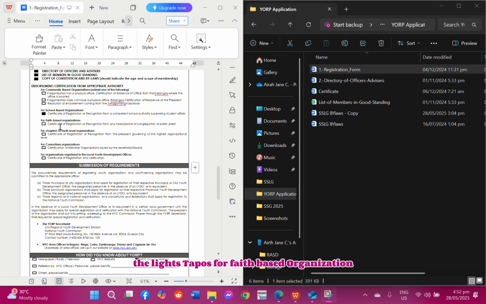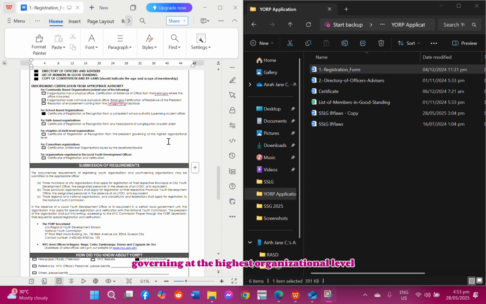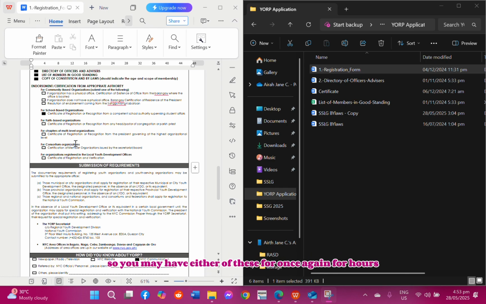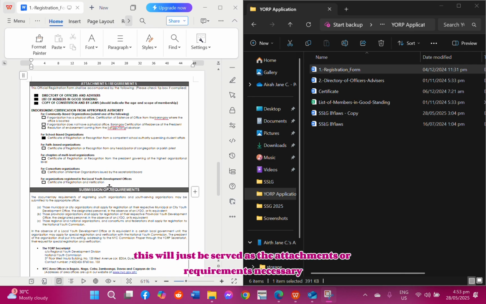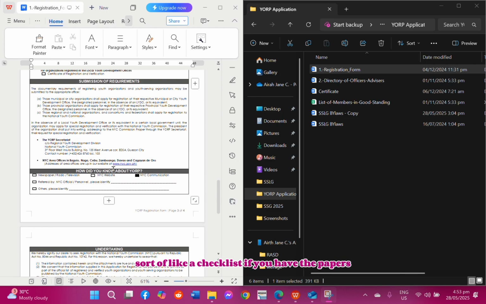Then for faith-based organization, certificate of registration or recognition of any head or pastor of the congregation or parish priest. For chapters of multi-level organizations, certificate of registrations or recognition from the president governing at the highest organizational level. For consortium, certification of members organization issued by the secretariat or board. For organizations registered in the local youth development officer, certificate of registration and verification. So you may have either of these. Once again, for ours, which is the school-based organization, it requires the certificate of registration or recognition, which is already here. So therefore, this will just serve as the attachments or requirements necessary, sort of like a checklist if you have the papers.